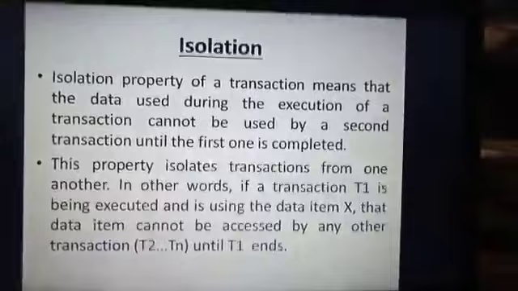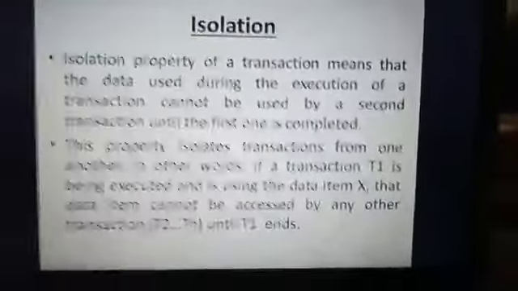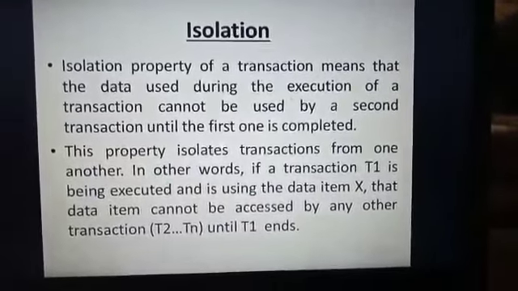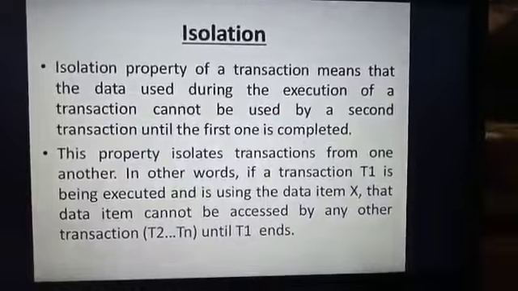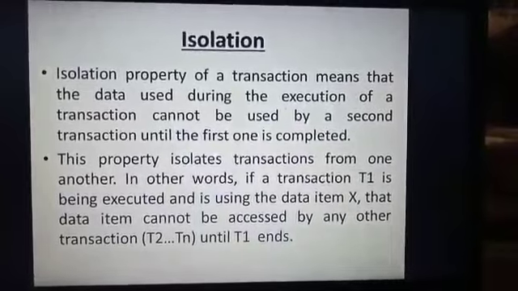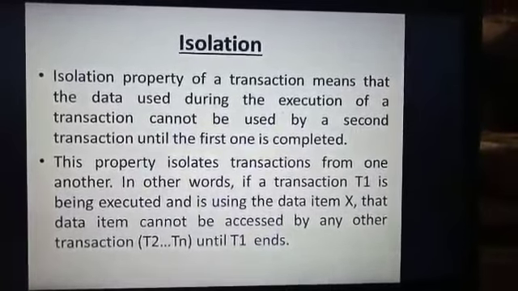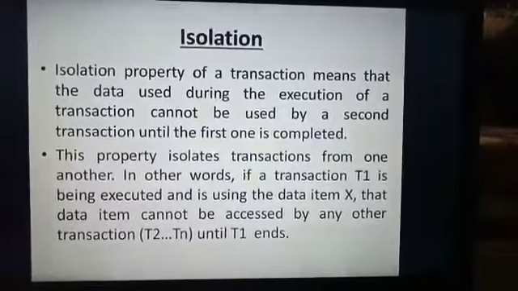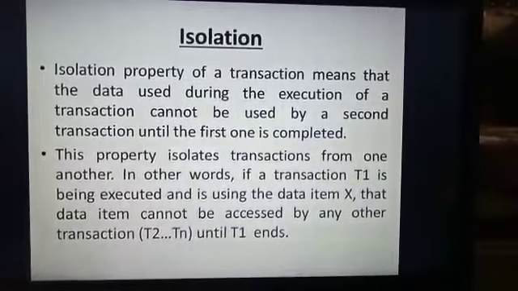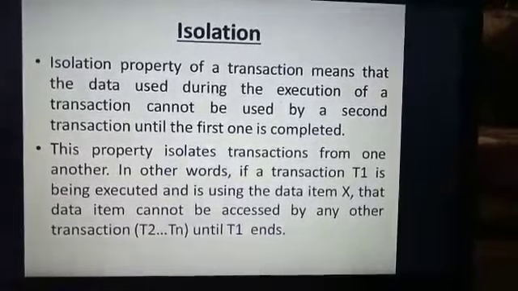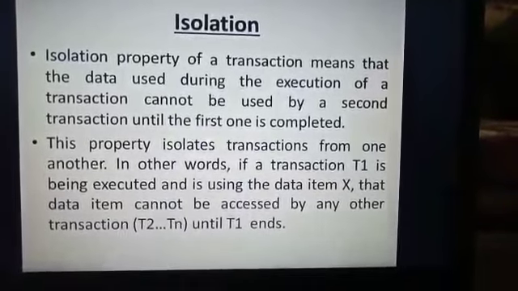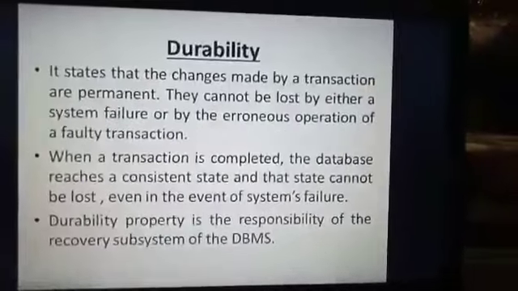Third property is isolation. The isolation property of a transaction means that the data used during the execution of a transaction cannot be used by a second transaction until the first one is completed. This property isolates transactions from one another. In other words, if a transaction T1 is being executed and is using the data item X, that data item cannot be accessed by any other transaction T2, T3 up to Tn until T1 ends.